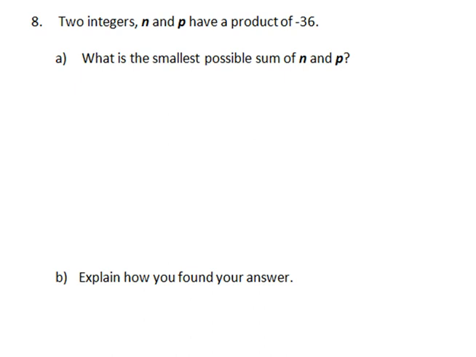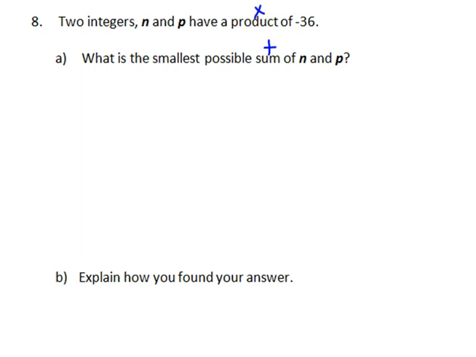Right, number 8. Two integers, so those are positive or negative whole numbers. We're going to call them n and p, have a product of negative 36. What is the smallest possible sum of n and p? So product, remember, means multiply. Sum means add. So one option is to make a chart and just see what are all of the factors of negative 36. We know we're going to have one positive and one negative.